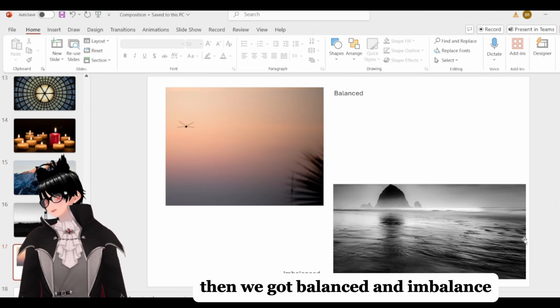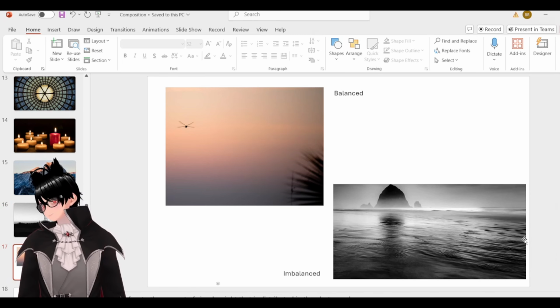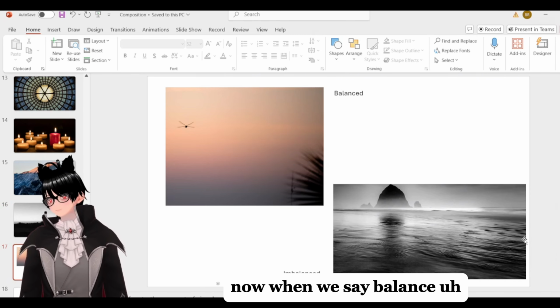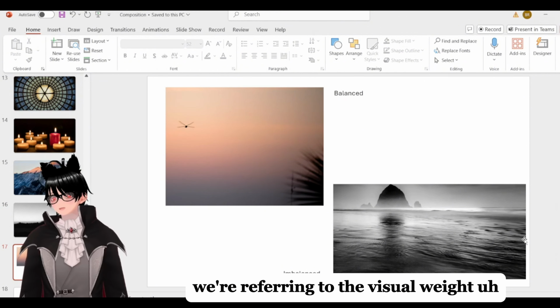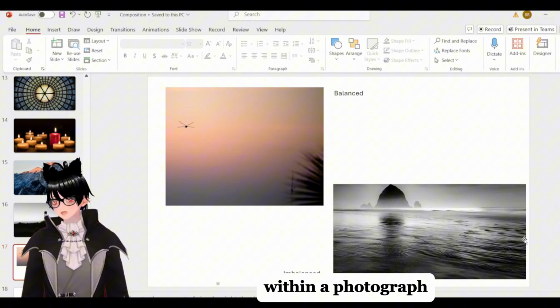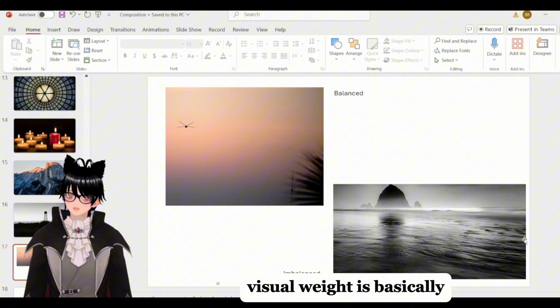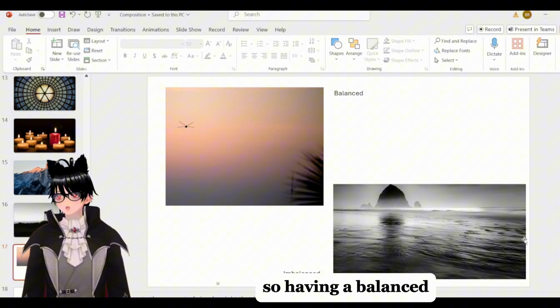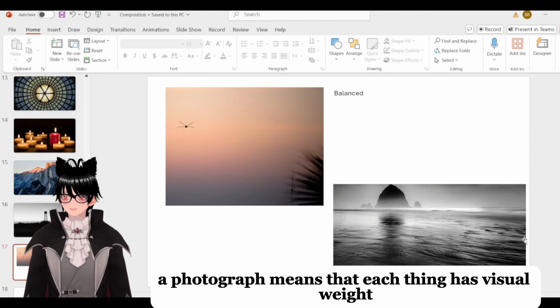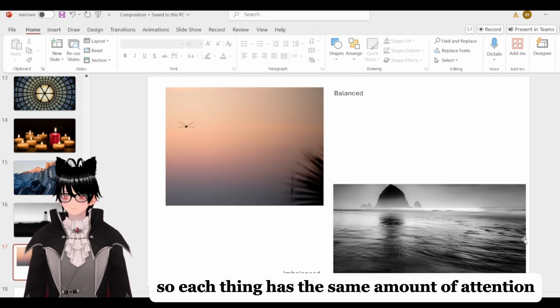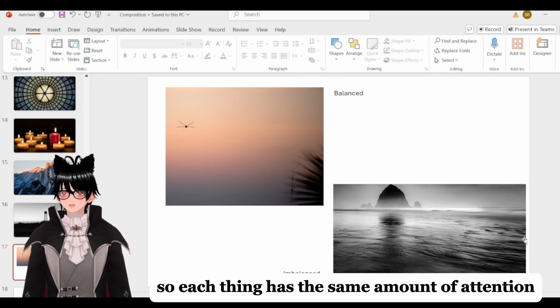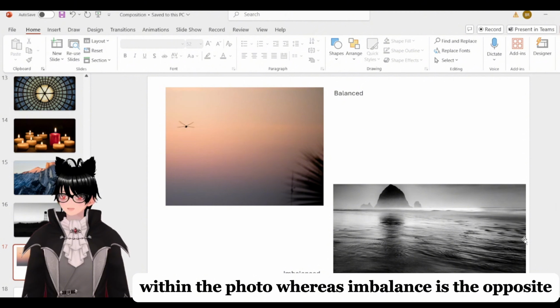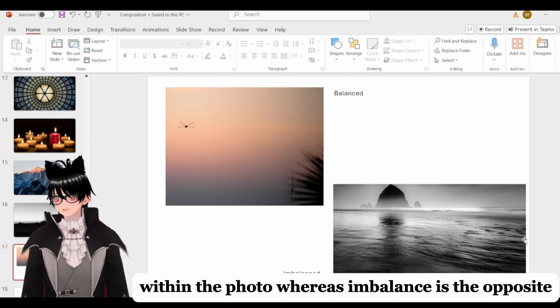Then we've got balanced and imbalanced. When we say balance, we're referring to the visual weight within a photograph. Visual weight is basically where the attention is in the photograph. So a balanced photograph means that each thing has visual weight, each thing has the same amount of attention within the photo. Whereas imbalanced is the opposite.